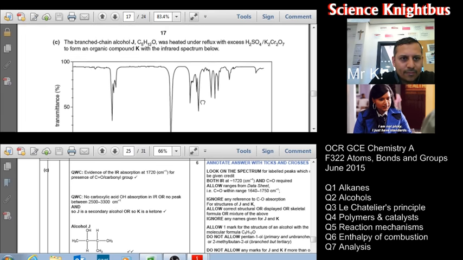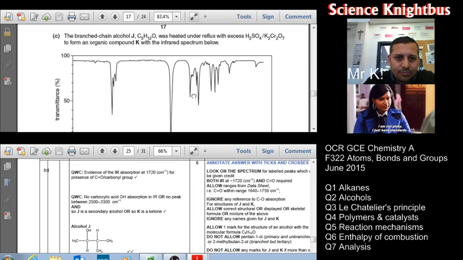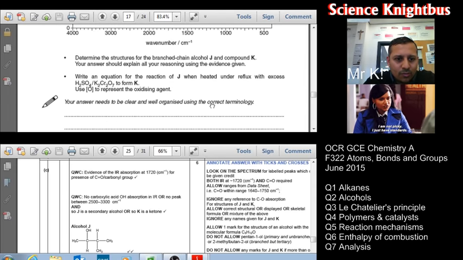Okay, so that is a secondary alcohol. Remember, when you oxidize a secondary alcohol, you do not get a carboxylic acid. It just stops at a ketone. That's pretty much what's being implied here.